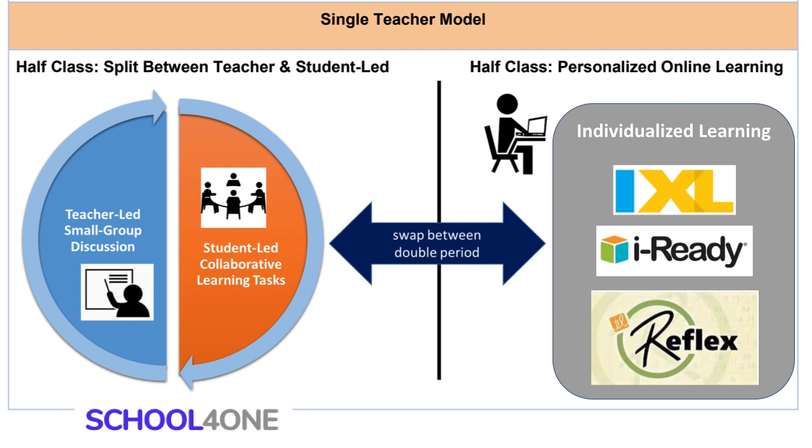So again, in this blended learning model, your class is essentially split in half. One half on the right side is using a software program, IXL, iReady, or Reflex. And on the left-hand side, as you can see, the other half is split into two smaller groups. One group is with the teacher getting new lessons, and the other group is working collaboratively. And most of these lessons will be facilitated through the School for One app.